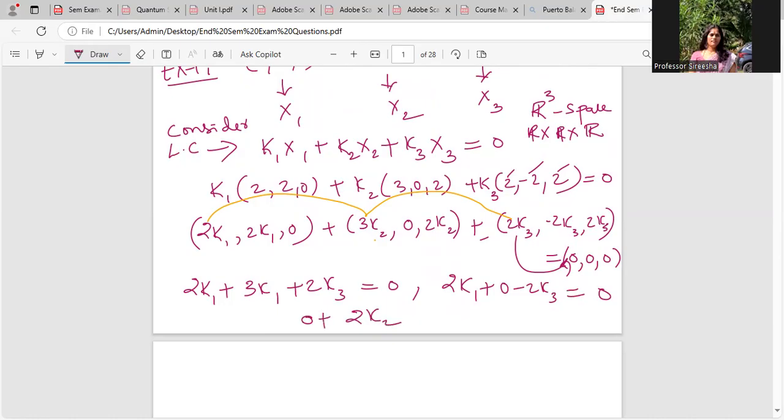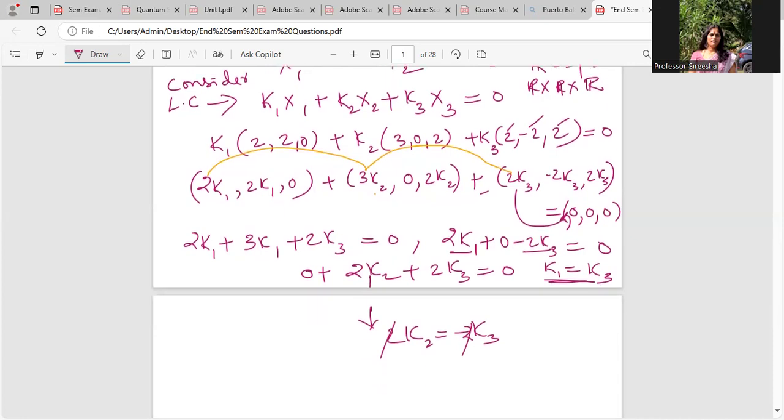Third equation would be, of course, 0 from the first vector since its third component is 0, in the second vector it is 2k2, and in the third vector it is 2k3. This is equal to 0. From this, I can get the relationships for k1 and k3. 2k1 minus 2k3 is equal to 0. Taking 2 common, k1 minus k3 is equal to 0, or k1 is equal to k3 is one relation. Another relation from the third equation is 2k2 equals minus 2k3; 2 gets cancelled, so k2 is equal to minus k3.